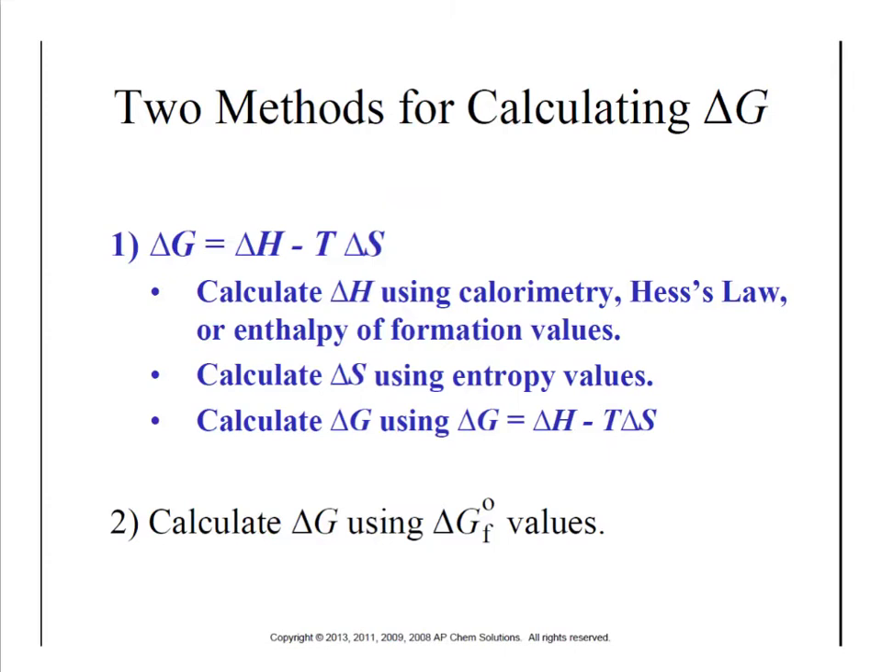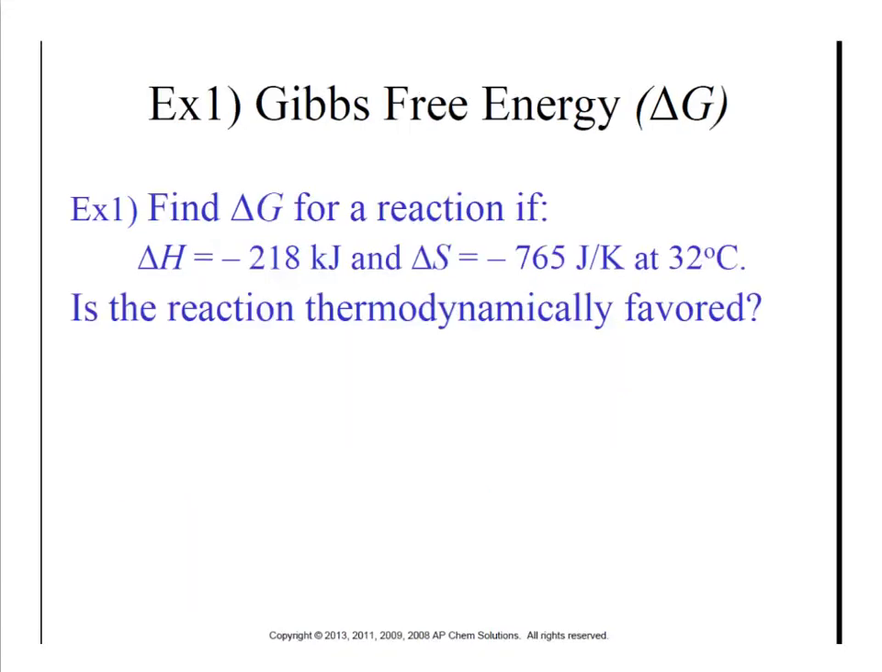So you would get your delta H using one of the four methods that we talked about before. You'd get your entropy using the standard entropy values, and then you could calculate delta G using this method. Or there could be times where you're given delta G and you calculate one of these two, or you calculate a temperature. And then the final way is using the delta G of formation, which is similar to the delta S of formation and delta H of formation.